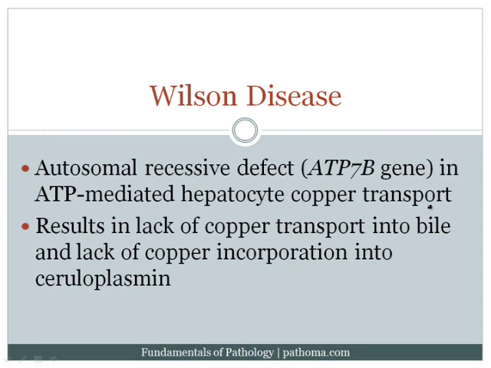Wilson's disease is another disorder that can result in cirrhosis. It's an autosomal recessive defect in the ATP-mediated hepatocyte copper transport system. This results in an inability to put copper into bile, and it also results in an inability to incorporate copper into ceruloplasmin, which is the key molecule that carries copper around in the blood.